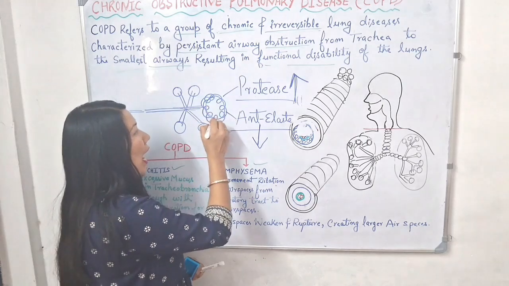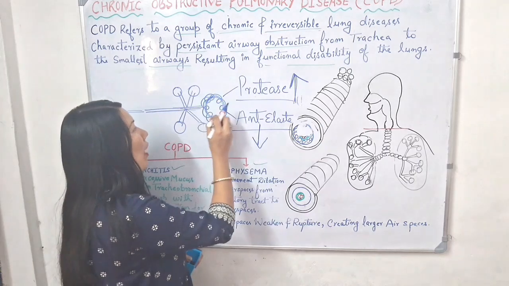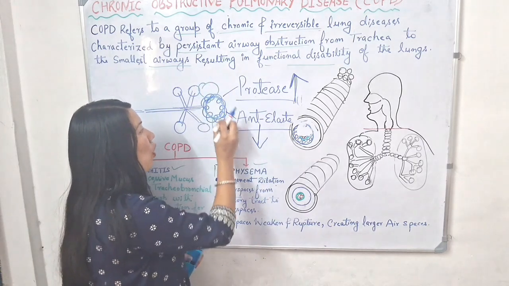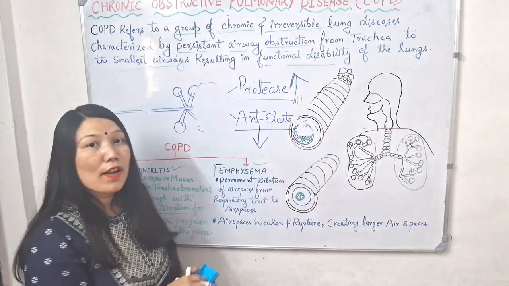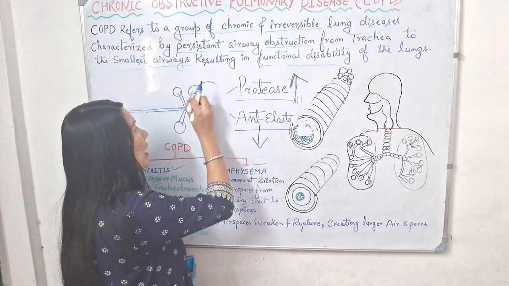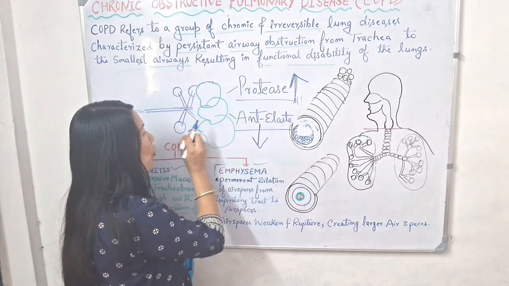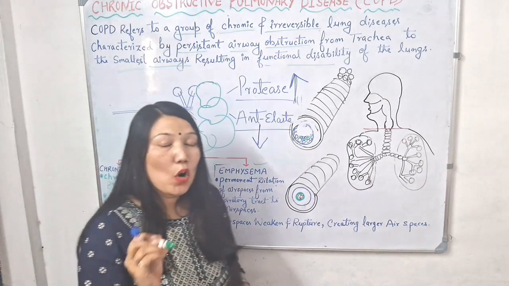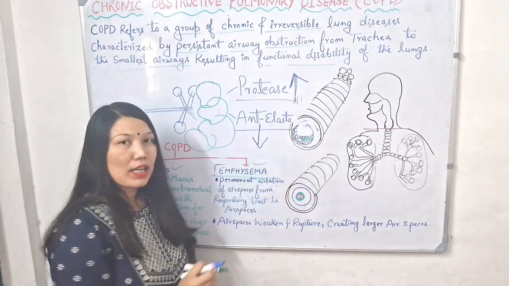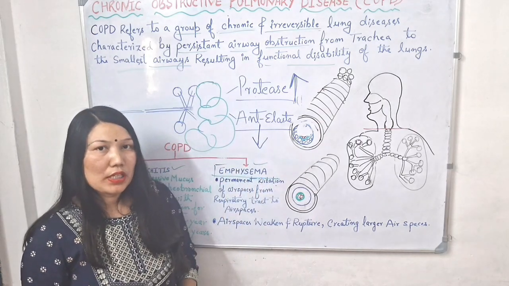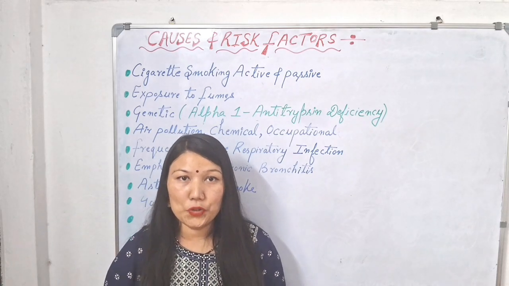Our alveolar wall will be degraded, and it will collapse with each other. These alveoli will collapse with each other and form a large air space that is called bullae. So due to the degradation of alveoli, they will attach with each other and form a large air space that is called a bullae. So it is called emphysema condition. So this is COPD. So next we are going to study the causes and risk factors of COPD.